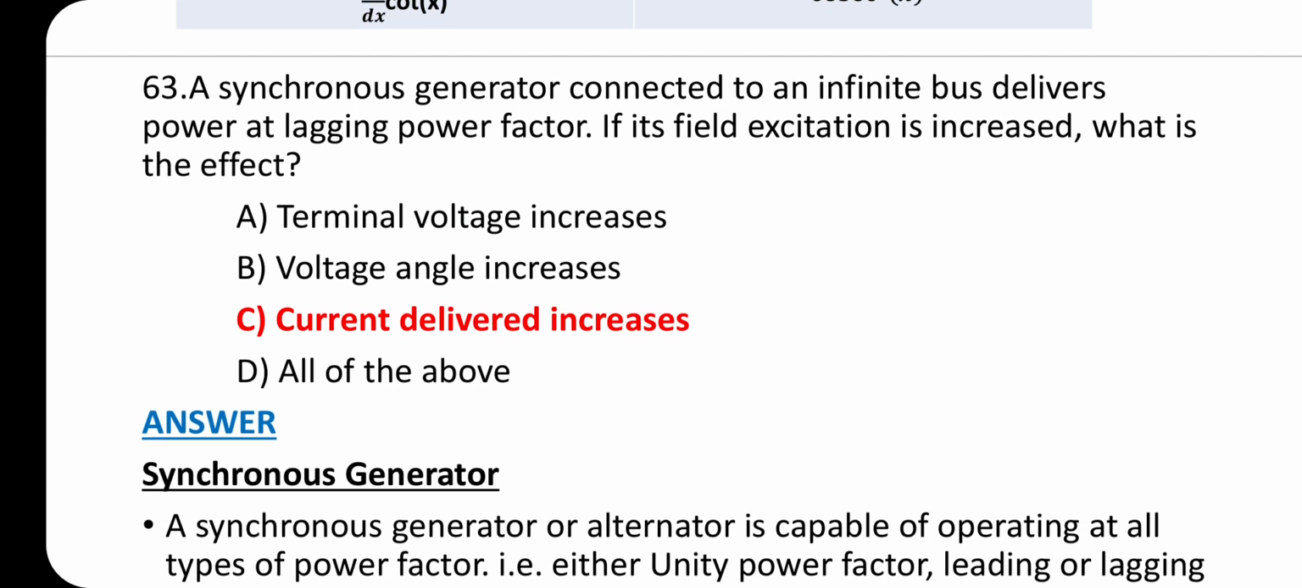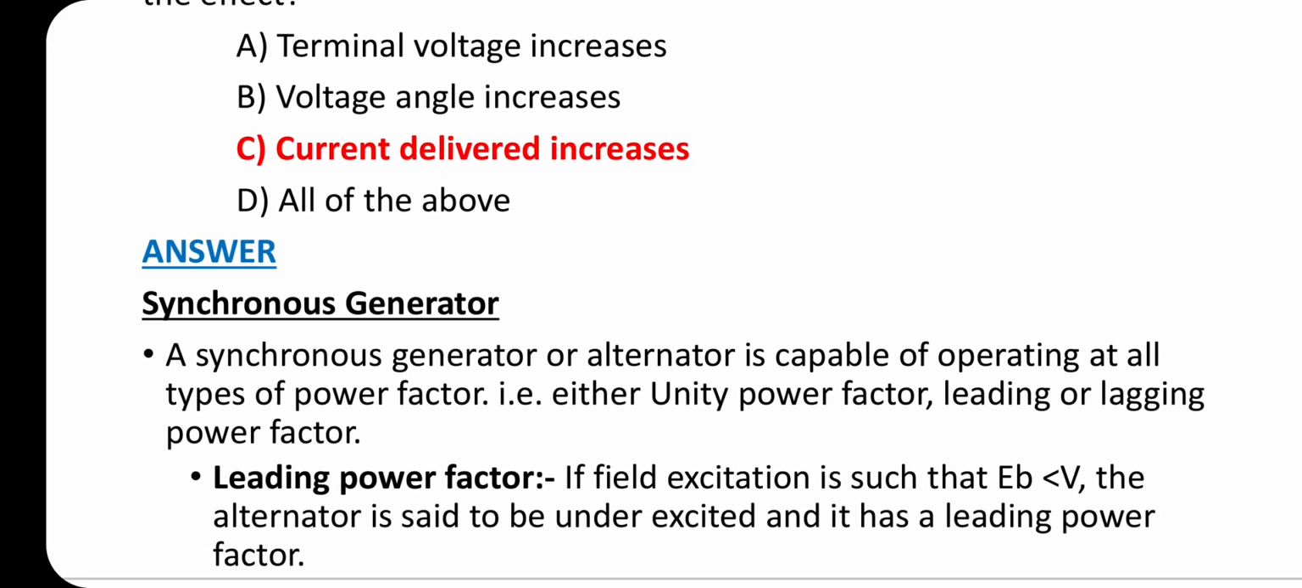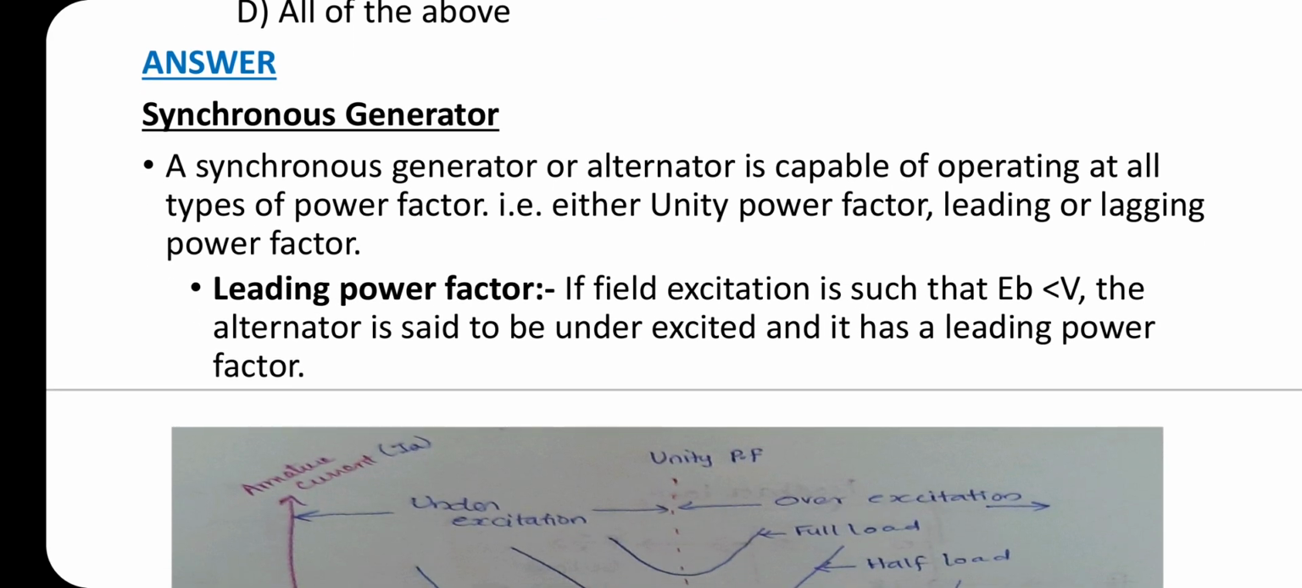Next, question 63. A synchronous generator connected to an infinite bus delivers power at lagging power factor. If its field excitation is increased, what is the effect? Answer is option C, current delivered increases. A synchronous generator or alternator is capable of operating at all types of power factor, that is either unity power factor, leading or lagging power factor.